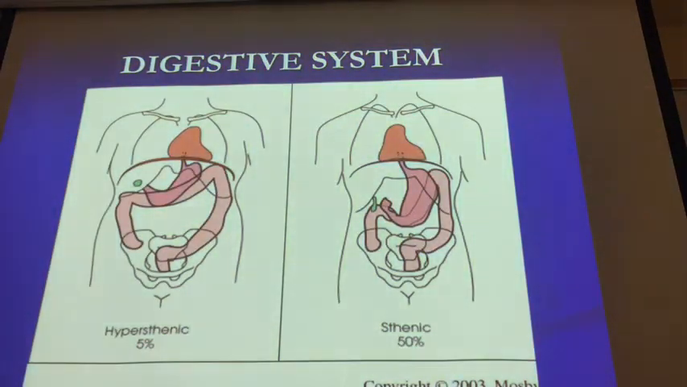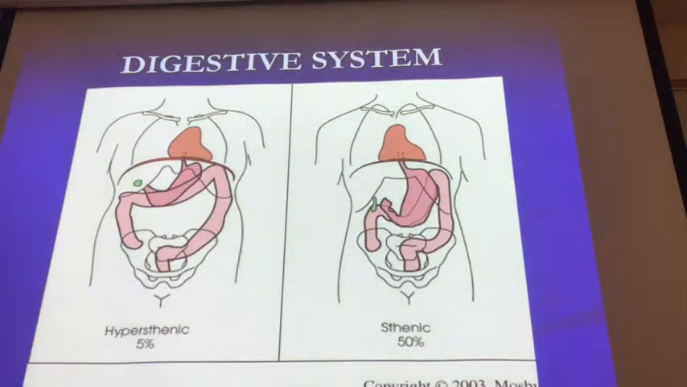All right, we go back to what we started this class with, and we're almost going to end with this, the different body types. Now the body types also become very important, because just like the lungs will change in shape and arrangement, the digestive system will also vary from one body type to another. And so here we have the stenic type, which is the more common type.